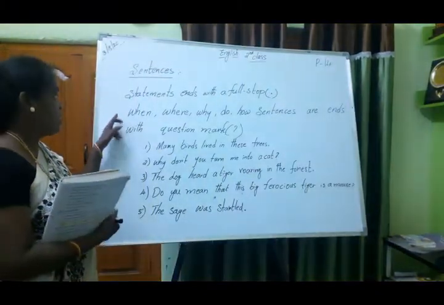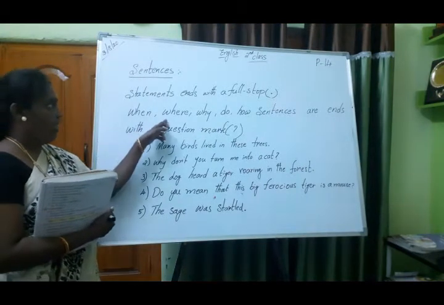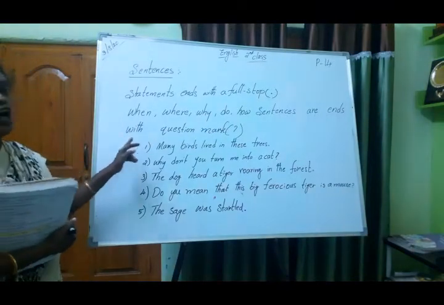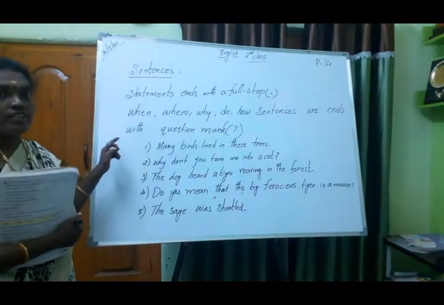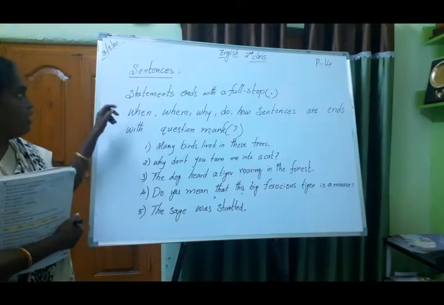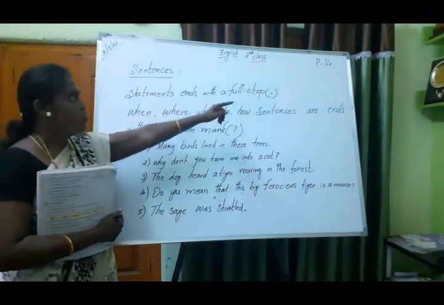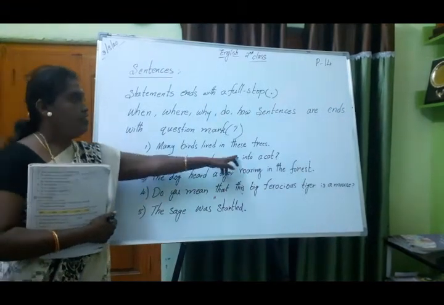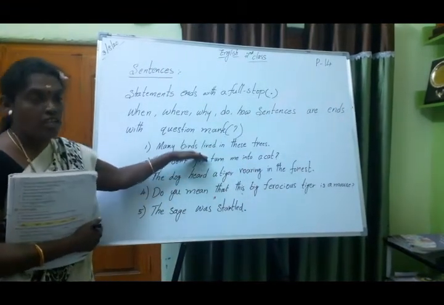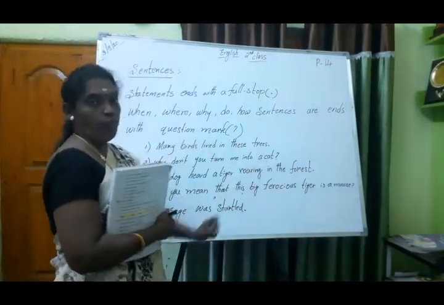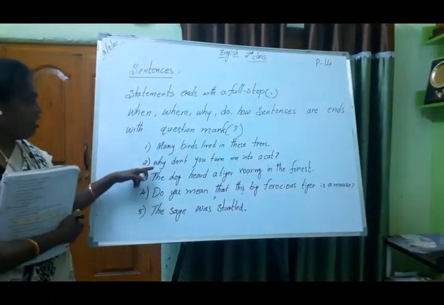When the sentence starts with when, where, why, do, how, we have to end it with a question mark. Yes, children? Then the statement ends with a full stop. Statement means here, see, many birds lived in this tree. This is a statement. So it ends with what, children? Full stop. Yes?